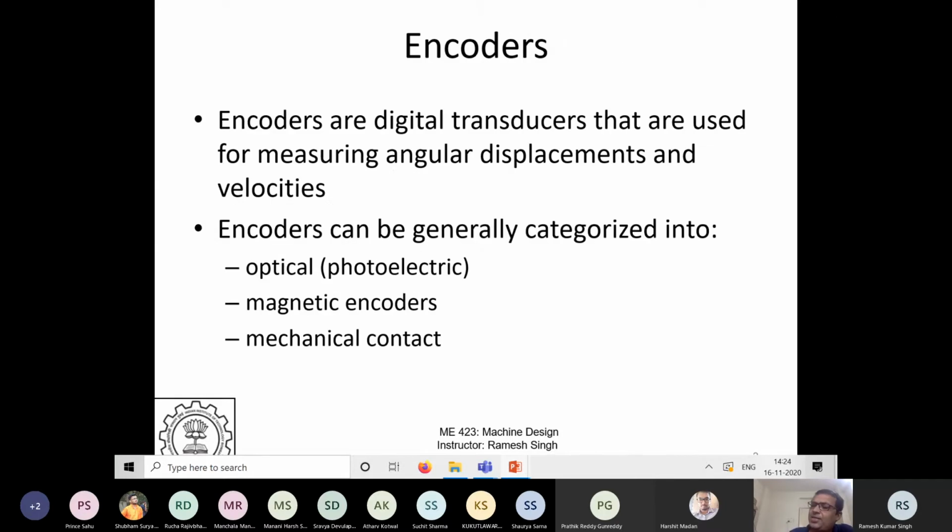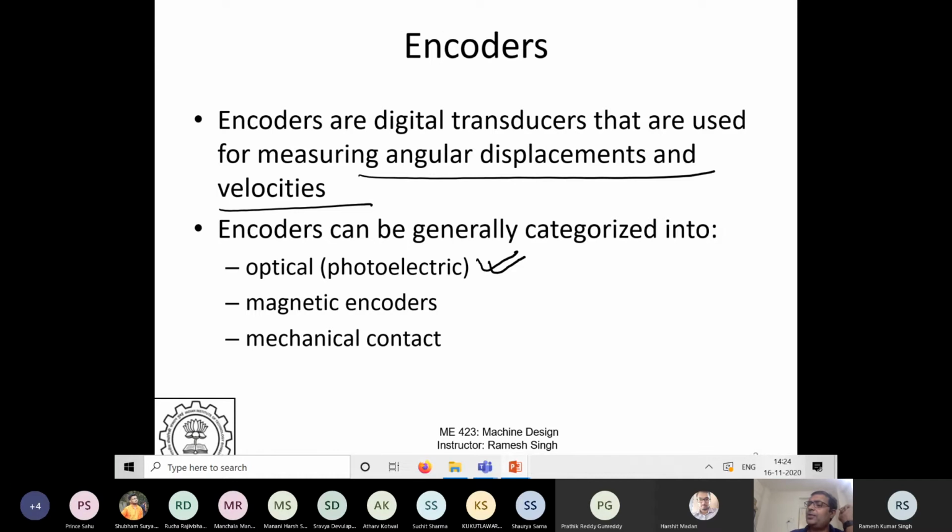So let's discuss a few things. Encoders are digital transducers that are used for measuring angular displacement and velocities, both. So we know at what velocity I'm rotating, what my angular velocity is, and what the total displacement is. There are three basic kinds of encoders. There is optical, which is called photoelectric. There is a light source and a light sensor, and you can either have alternate dark and bright patterns, or you can have holes. Every time there is a hole, the light passes through. If there's no hole, there is an opaque section that doesn't pass light. So this gives me a pulse signal.